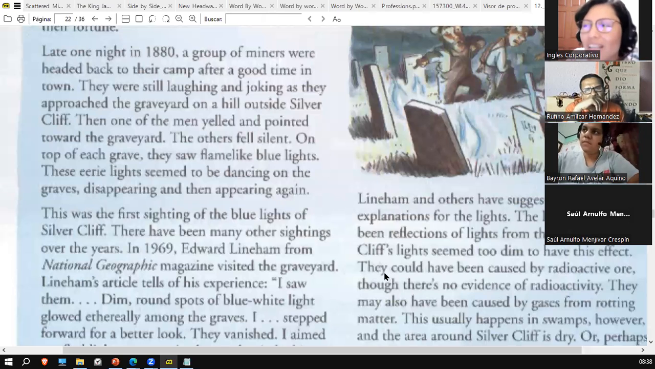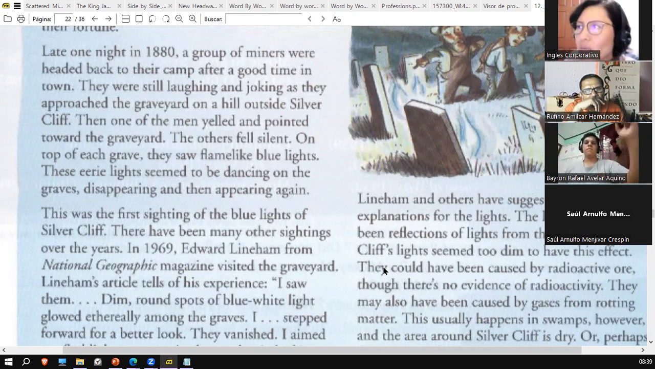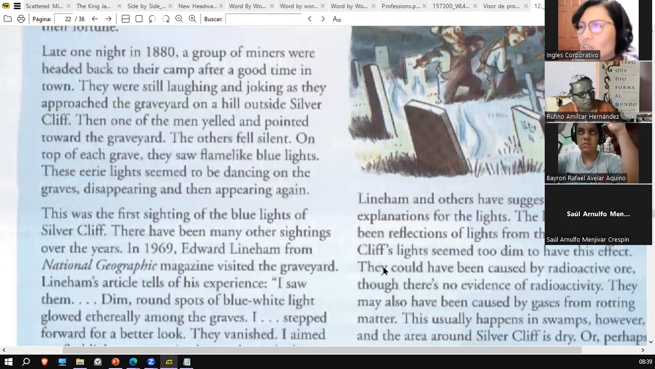Late one night in 1880, a group of miners were headed back to their camp after a good time in town. They were still laughing and joking as they approached the graveyard on a hill outside Silver Cliff. Then one of the men yelled and pointed toward the graveyard. The others fell silent. On top of each grave, they saw a flame like blue lights. These eerie lights seemed to be dancing on the graves, disappearing and then appearing again.